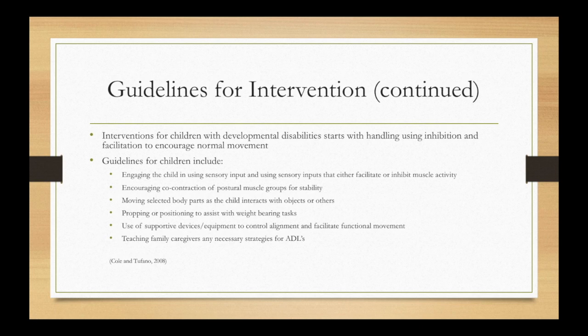Interventions for children with developmental disabilities start with handling using inhibition and facilitation to encourage normal movement. Guidelines for children include engaging the child in using sensory input and using sensory inputs that either facilitate or inhibit muscle activity, encouraging co-contraction of postural muscle groups for stability, moving selected body parts as the child interacts with objects or others, propping or positioning to assist with weight-bearing tasks, use of supportive devices or equipment to control alignment and facilitate functional movement, and teaching family caregivers any necessary strategies for ADLs.